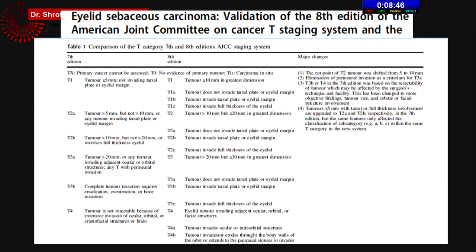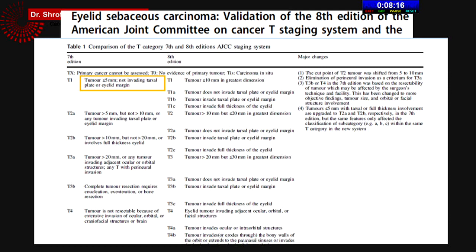However, there are a few differences between the 7th edition, which was followed earlier, and the 8th edition, which is currently being followed. It's important to know it because if we have to compare our results with the earlier literature, we need to know the difference between the staging, especially the T category, in the two systems. Essentially, in the 8th edition, the dimension of the tumor included in T1 and T2 has been made a little more than what it was earlier in the 7th edition.